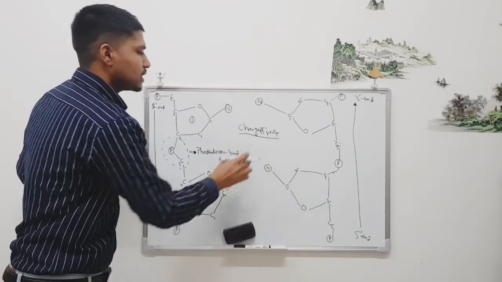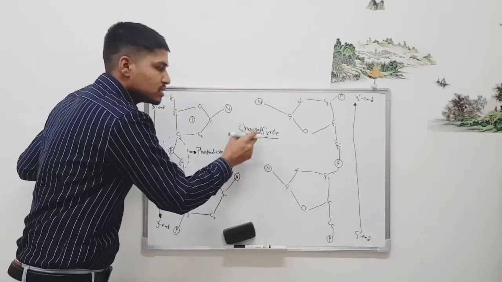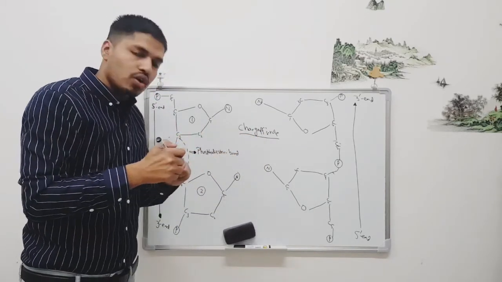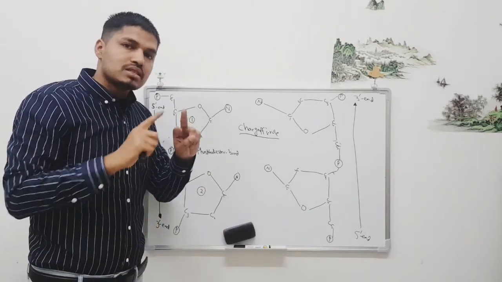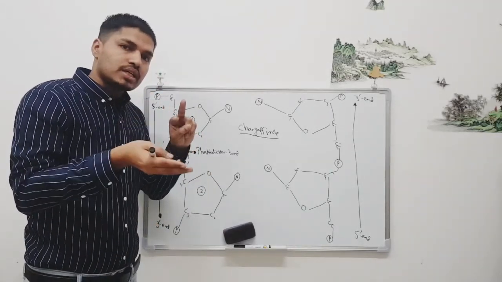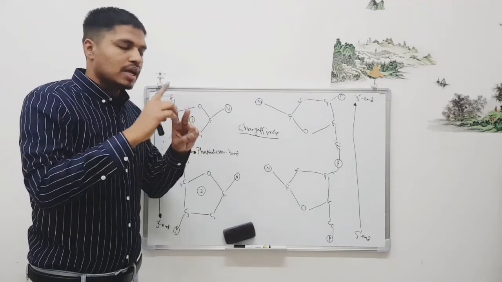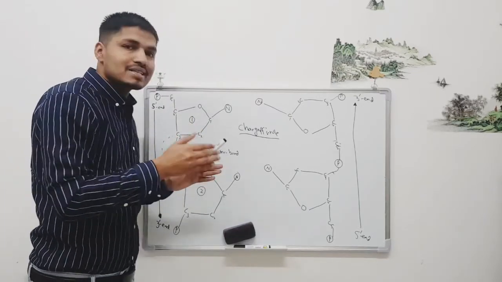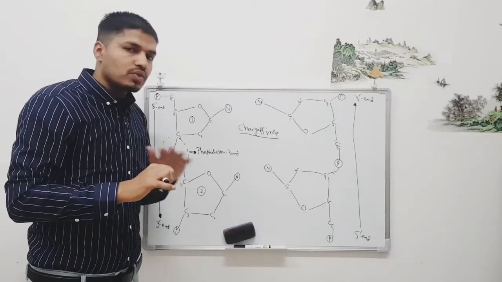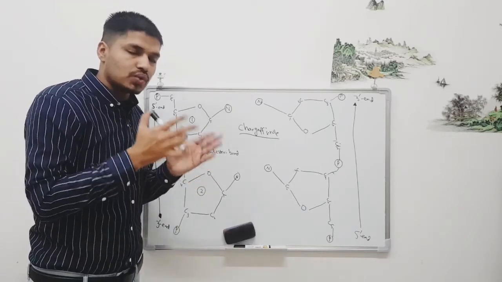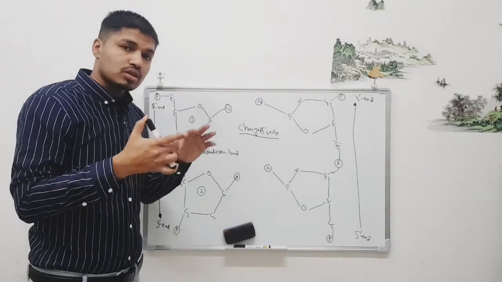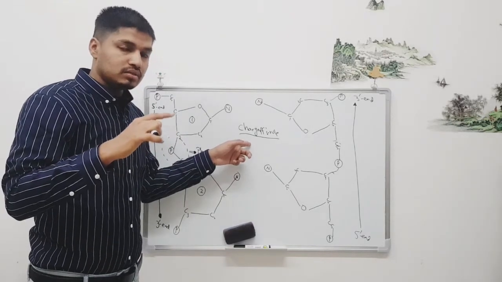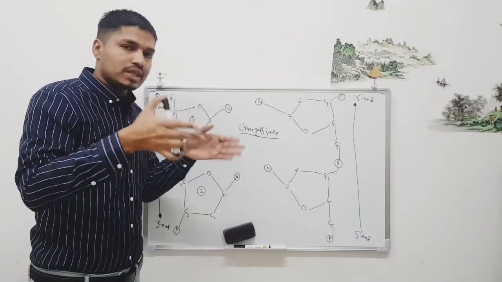Chargaff's rule. What this rule told us is that the nitrogenous bases are composed of purines and pyrimidines. The purines are further classified into adenine and guanine, and the pyrimidines contain cytosine, uracil and thymine. Now we are discussing the DNA molecule, so we will not count uracil, we will just count cytosine and thymine. If we talk about an RNA molecule, we will not consider thymine, we will consider uracil.